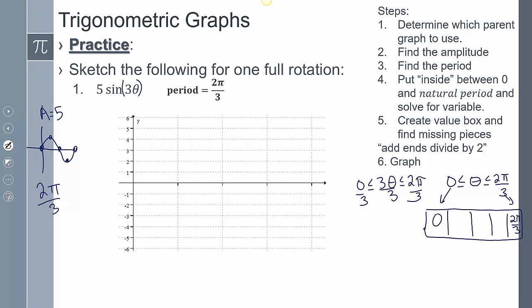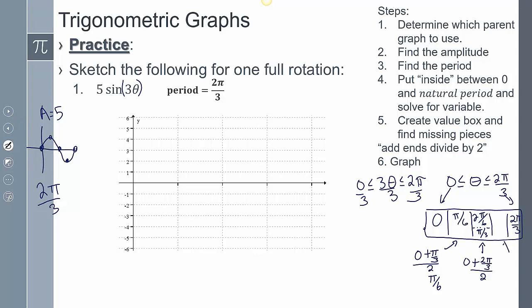To find the middle part, we're going to use a little bit of geometry to help us, and the midpoint, which we also talked about earlier this year. With that midpoint theorem, if I add the ends and divide by 2, I can find that middle value. So to find this value here, 0 plus 2 pi thirds, divide all that by 2, I'm going to get 2 pi over 6, or if I reduce that, pi thirds. And then for this value here, 0 plus pi thirds, divide that by 2, I'm going to get pi over 6.